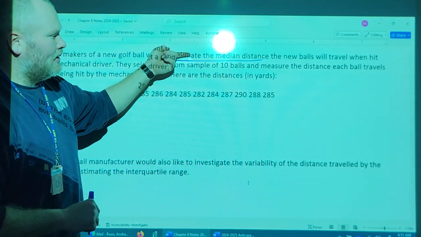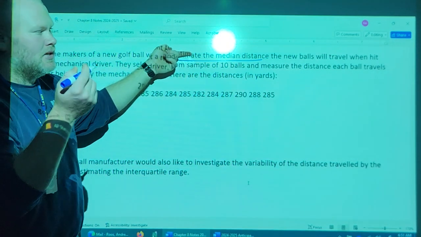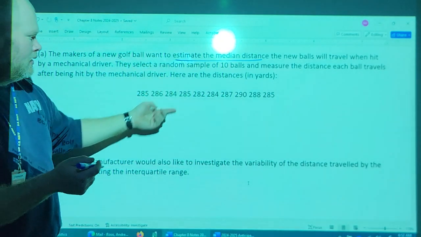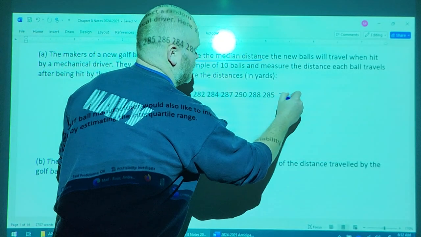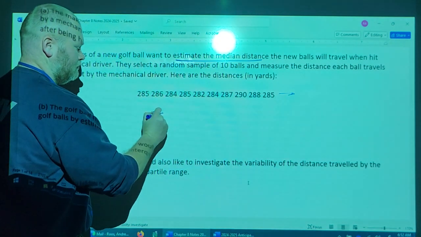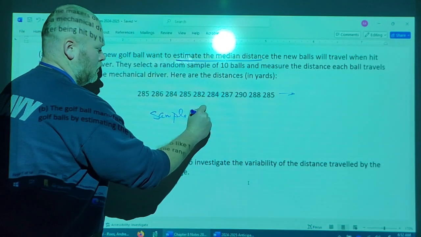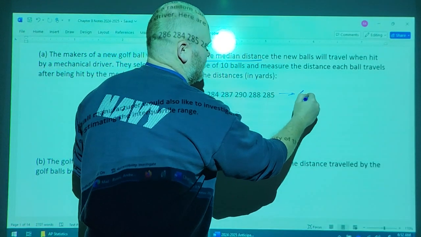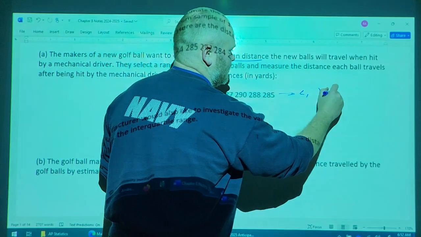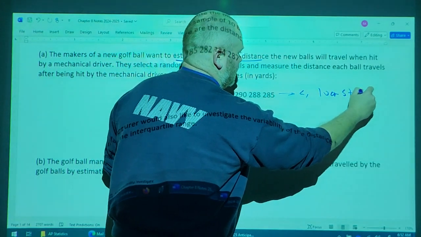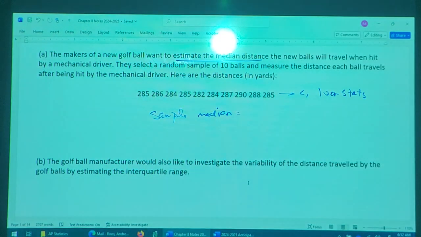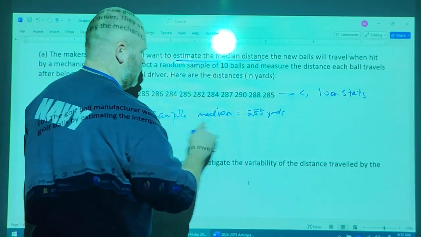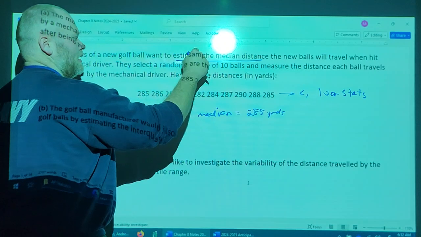So if we want to estimate the population median distance, we would want to use the sample median distance. So you could arrange them from lowest to highest and start crossing things off, or you could throw these into L1 and use one of our stats. Either way, you'd want to get the sample median of 285 yards. You use the sample median to estimate the population median.